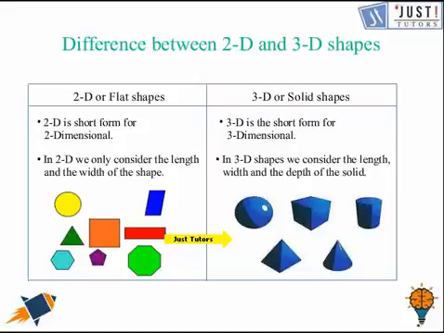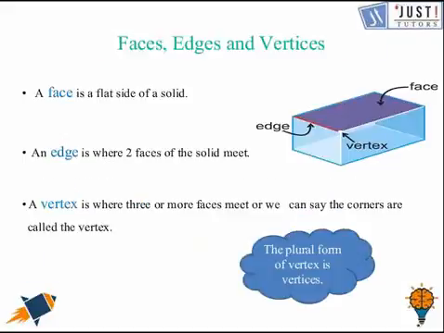Now let's go ahead with faces, edges, and vertices in a 3D shape. So a face is a flat side of a solid. Like here, this cuboid has faces in rectangular shape. So these are the faces which we can see, or the rectangles that we see here are faces of this cuboid.